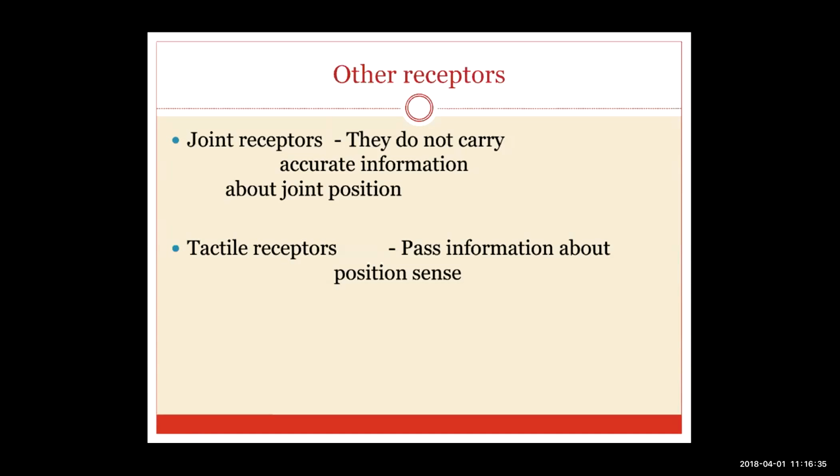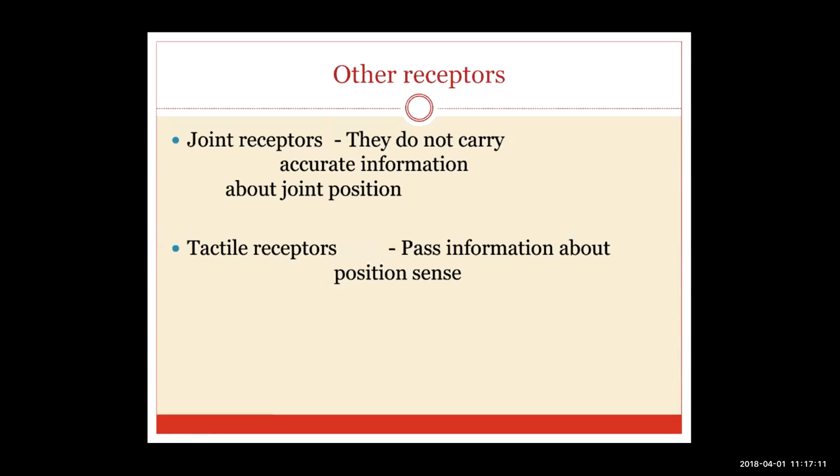The last group of receptors are tactile receptors. They are basically in our skin, carrying both touch and pressure information, and these also pass information about position sense. For example, if you are standing, the pressure receptors under the sole are stimulated. If you lean forward, the pressure receptors under the ball of your foot will send more information, and the brain knows there is more pressure in the forefoot, so I am trying to move forward, and that's how it gets the information.